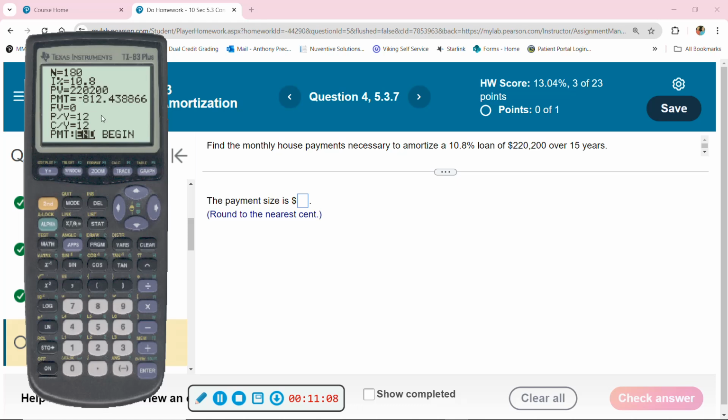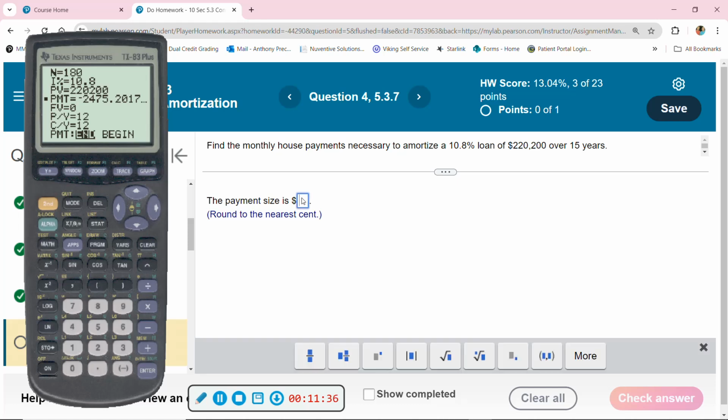Sometimes students say, oh, I make my house payment, it's due on the first of the month. But it's still an ordinary annuity, at the end, because you lived in the house for 1 month, and at the end of that 1 month, you make a payment. So unless it says beginning, you assume end. Let me see, did I alpha enter? Okay, so that house payment, rounding to the nearest cent, $2,475.20.